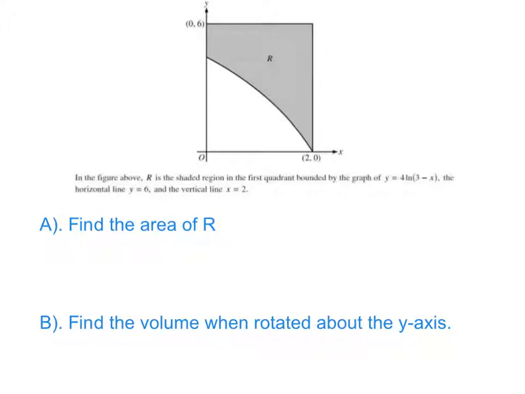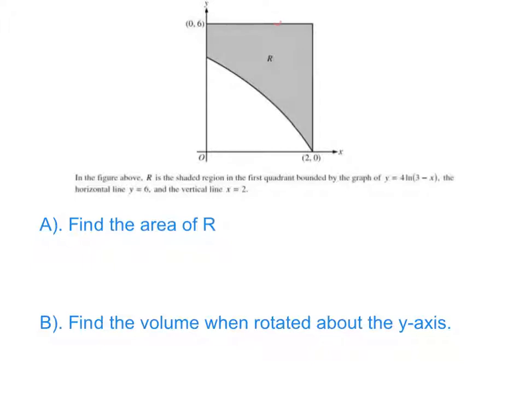All right, let's get a second example in here. So go ahead and draw it for yourself. In the figure above, R is the shaded region in the first quadrant, bounded by the graph y equals 4 ln of 3 minus x, and the horizontal line y equals 6, and the vertical line at x equals 2. Find the area of R. Now, it's not telling me if I have to go perpendicular to the x or the y, but x is always easier, so why not start there?